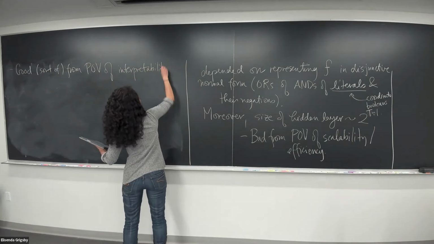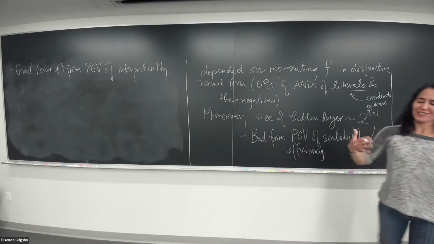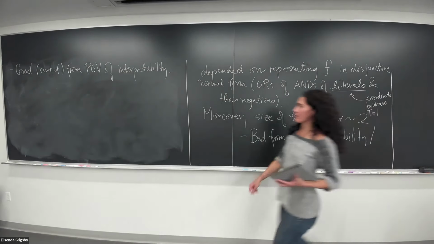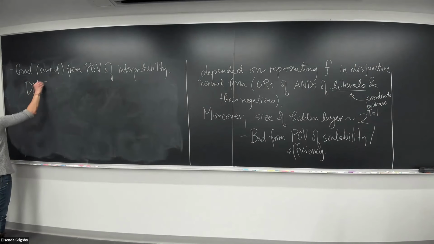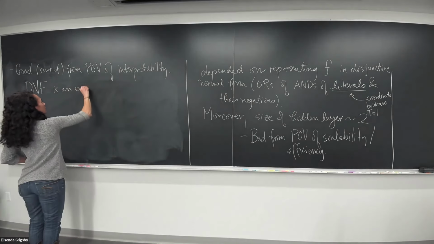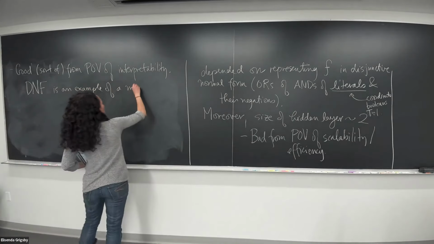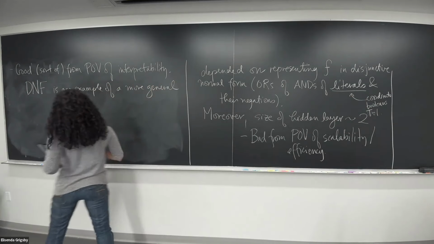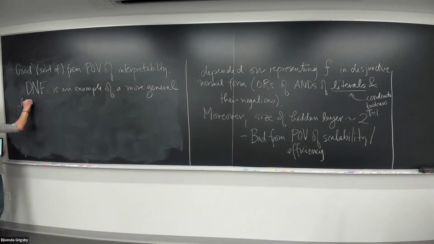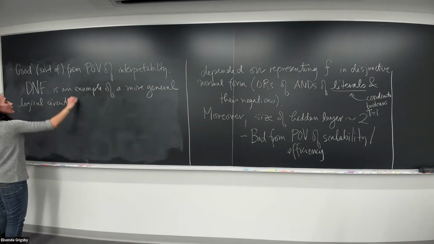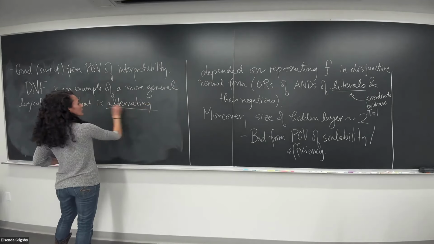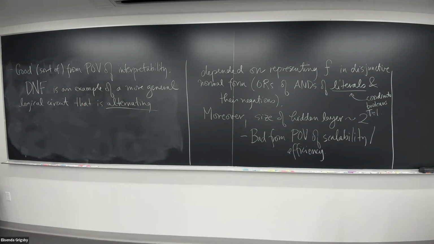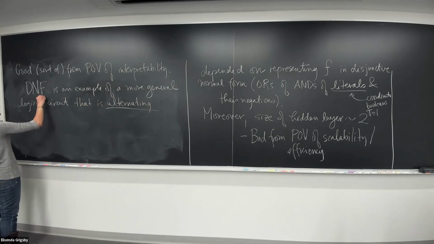And this, I'm not sure I'm gonna be able to say super convincingly because I just tried to get an understanding of this recently, but I think that what I'm about to say is the way that this is thought about. So this disjunctive normal form is an example of an alternating circuit, more general, logical circuit. I guess I should call this a logical threshold circuit.